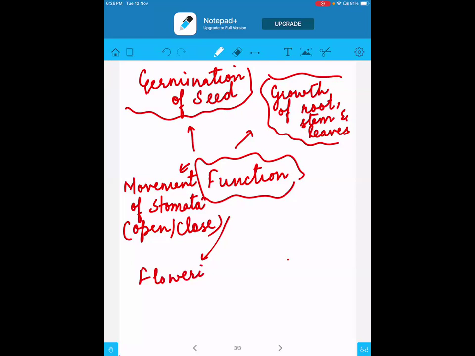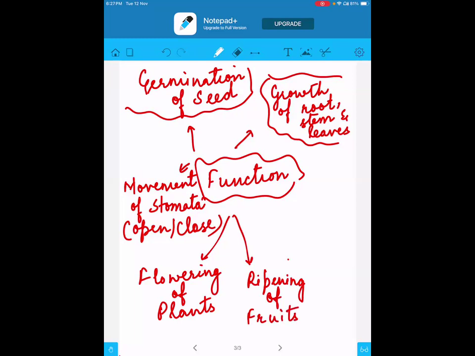The next one, flowering of plants. You are able to see the flowers on the plant, right? That is also because of these hormones. These hormones help them to produce the flowers. Then the next one, the fruits. The fruits you are eating are ripened, right? Mostly you're eating ripened fruit. That ripening of a fruit is also because of the presence of these plant hormones.